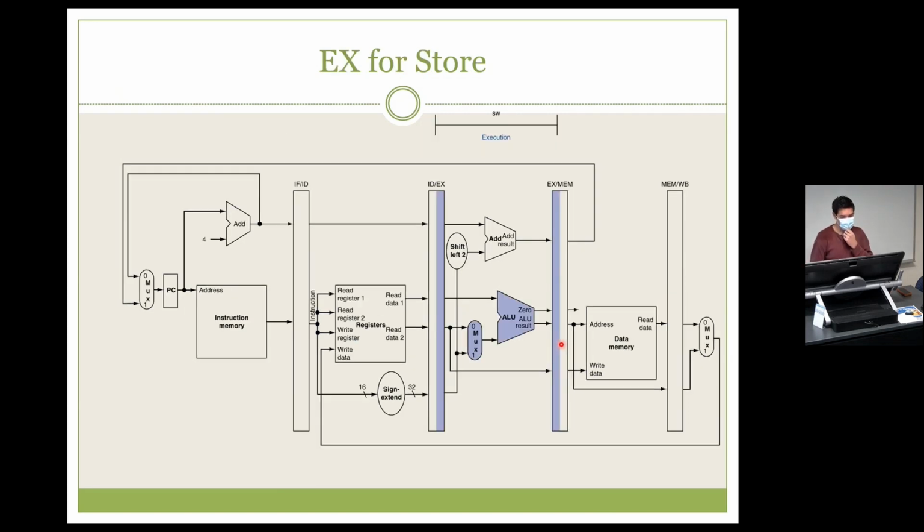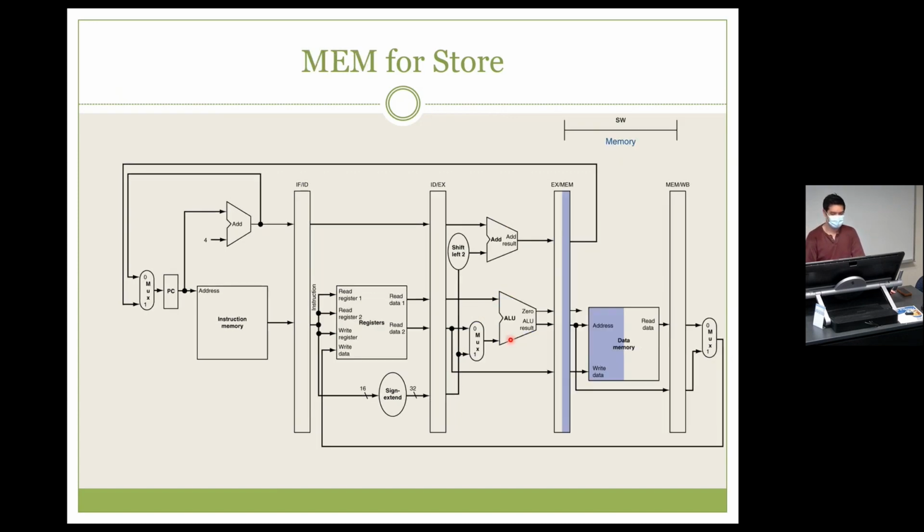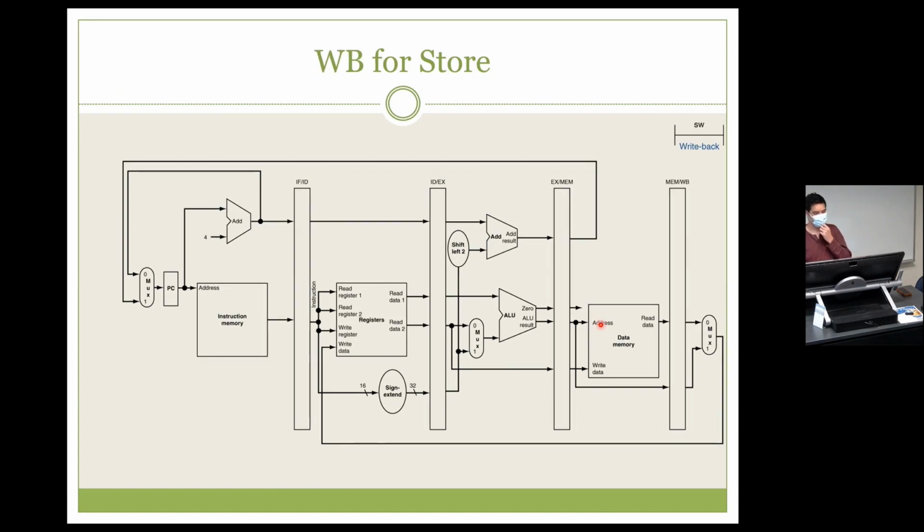So now, let's do store word. So store word, fetch, decode, and now we execute. So execute is the same as load word, right? Your base address plus the sign extended immediate. In memory, I'm going to write the data from RT to the address I calculated. And what about write back? What do I need to do in write back? Need to write from memory to register. I'm store word. Oh, so you don't need to do anything. Yeah, I just don't do anything, right?